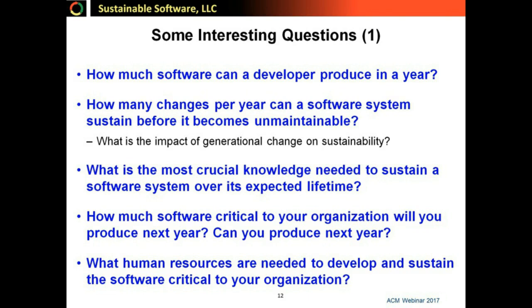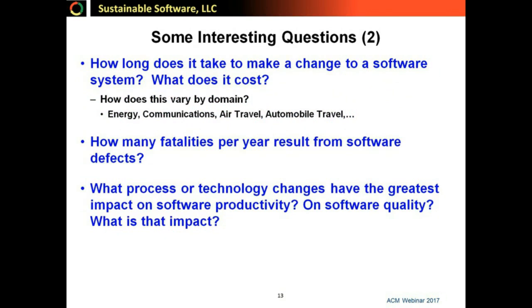One of my favorite examples here is the Vanguard satellites. These have been out there for 30 years now. They're controlled by software. They're out at the edges of the solar system, and yet their software gets updated. So for 30 years, they've been maintaining the knowledge they need to be able to change that. What human resources do you need? How long does it take to make a change to a software system? Now, this may be a question you have an answer to. These days, we have very good repositories, and the repositories can tell you often how long it takes to make a change and how much it costs. I already talked about fatalities per year resulting from software defects. And then, of course, one of the things that really interests me as a computer science researcher and a software engineer is what technology changes have the greatest impact on software productivity. In other words, what can we do that will make the biggest difference?